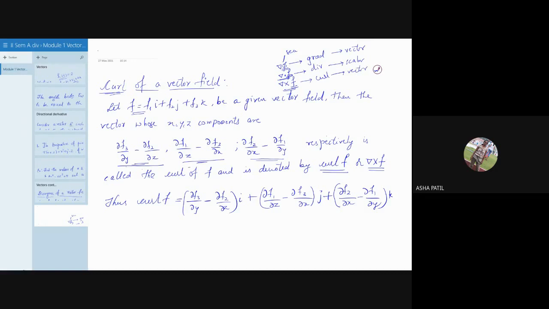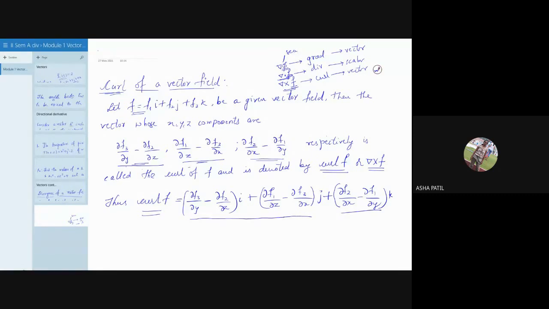So remember them correctly. You can see the curl F or del cross F is given by this quantity: dou f3 by dou y minus dou f2 by dou z i, then dou f1 by dou z minus dou f3 by dou x j, and the last term is dou f2 by dou x minus dou f1 by dou y k.